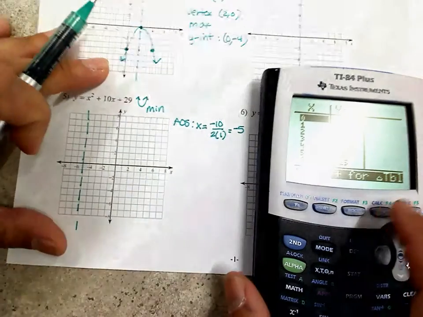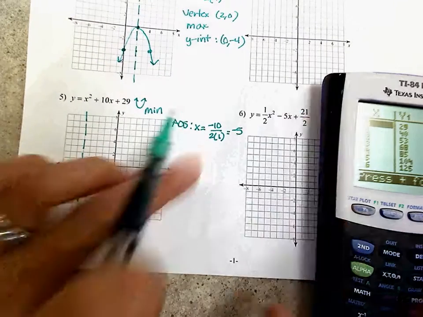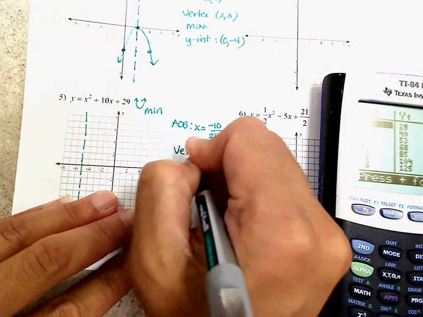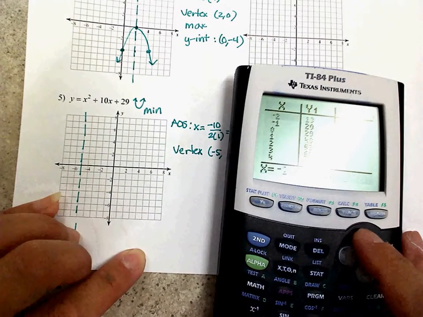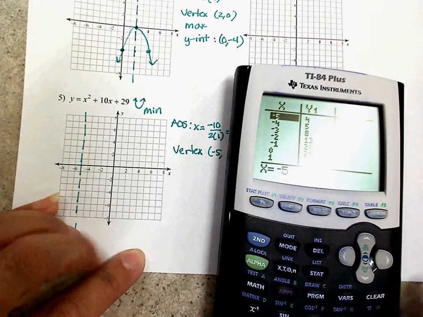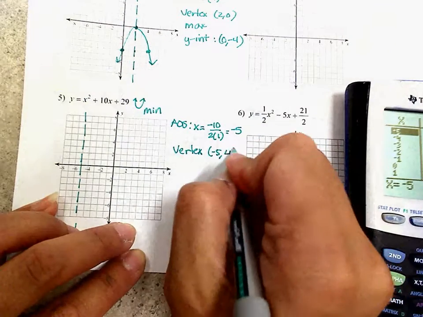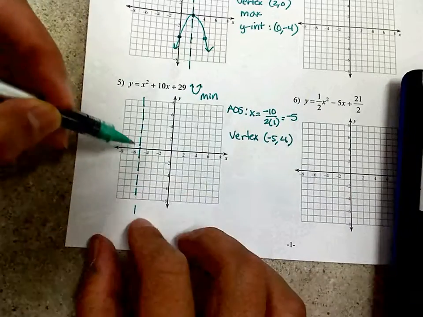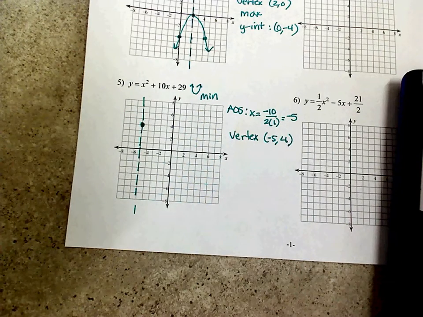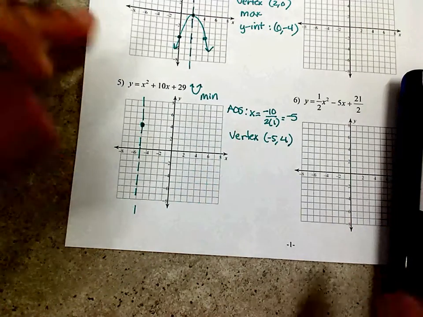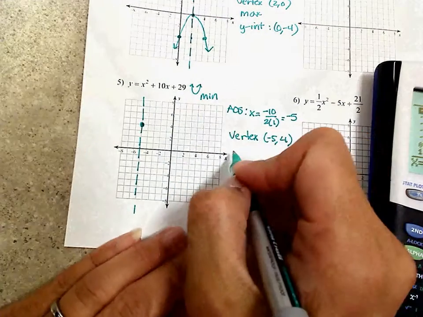Where am I going to go to find my vertex? Negative 5. Very good. So I'm going to scroll up to negative 5. At negative 5, my y is 4. Okay? So we're going to go negative 5, 4, and put a dot there. It's going to open up. Am I going to have any roots at all? All right. And we say it's a minimum.